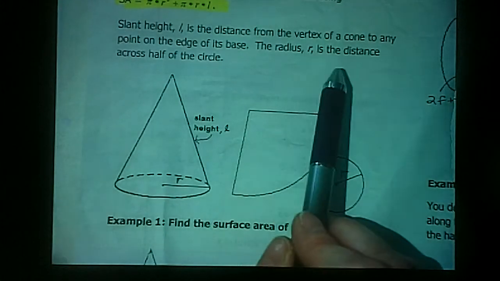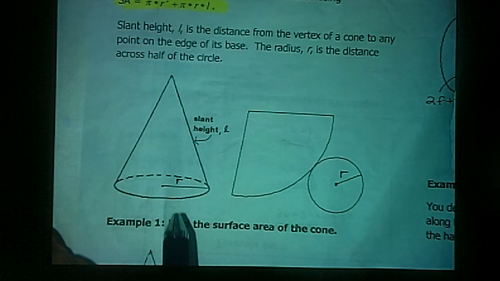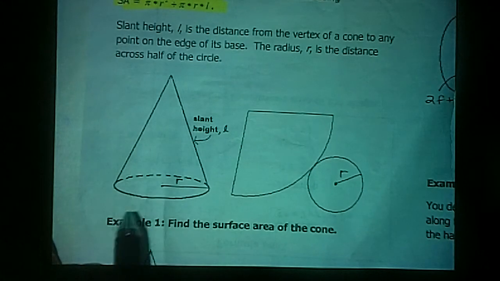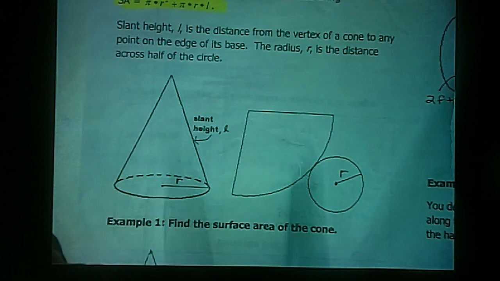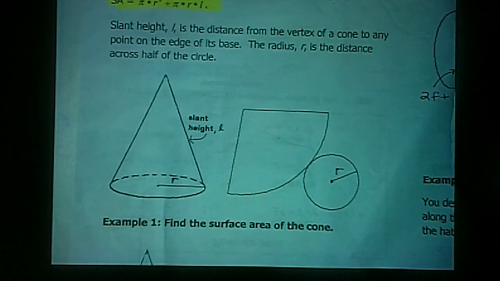The radius is still the distance halfway across the circle. Sometimes we will trick you and give you the diameter. Make sure if you get the diameter all the way across, you divide it by 2 to find the radius. Alright, so you've already seen this all opened up in class. I won't humor you with it. Let's move on to some examples here.